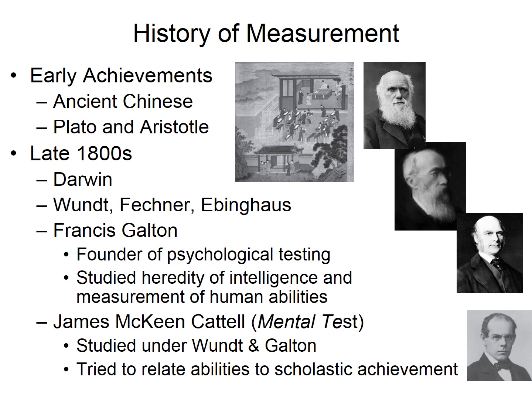James McKeen Cattell, first person to come up with what he called a mental test. Again, he studied under Galton, so Darwin to Galton to McKeen Cattell. And he tried to relate ability to scholastic achievement. So basically, he was trying to come up with measures of mental ability that would then also relate to other measures of success in academia. So he's the first person that's really starting to kind of look at some of the modern techniques that we talked about later in the class as far as validation.